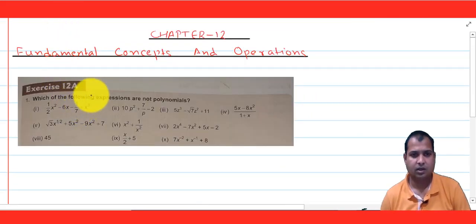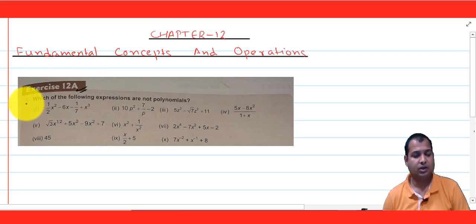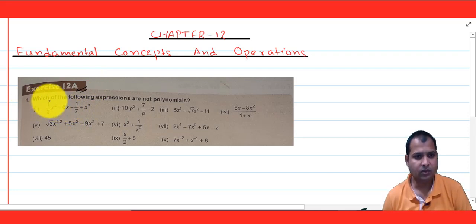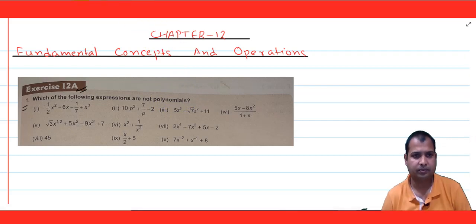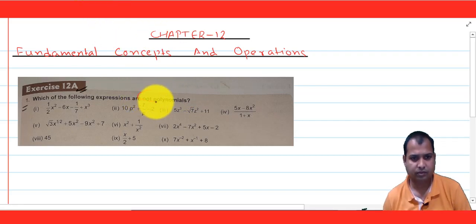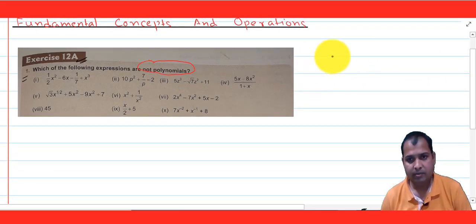Now we will see exercise 12a. Here we have question number 1. It says that which of the following expressions are not polynomials? As we have learned, polynomial means an algebraic expression.